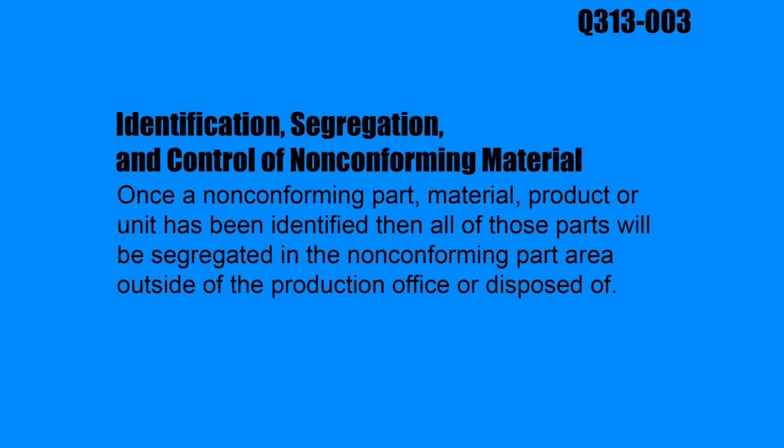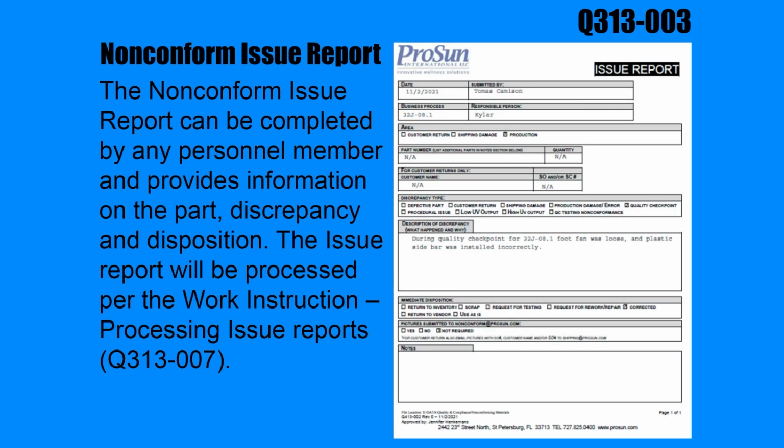Once a non-conforming part, material, product, or unit has been identified, then all of those parts will be segregated in the non-conforming part area outside of the production office or be disposed of. The non-conform issue report can be completed by any personnel member and provides information on the part, discrepancy, and disposition. The issue report will be processed per the work instruction processing issue reports.